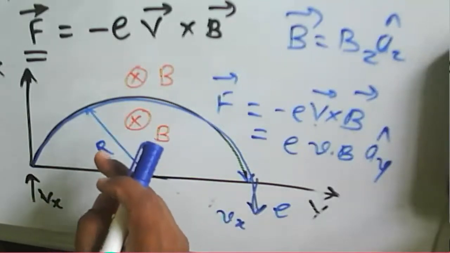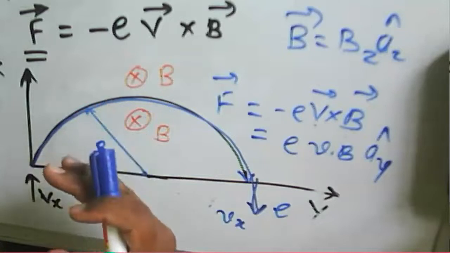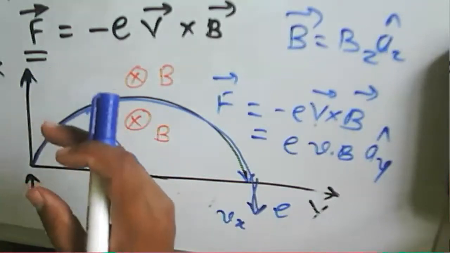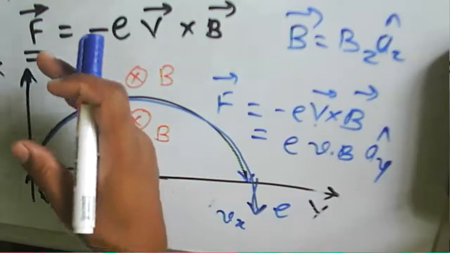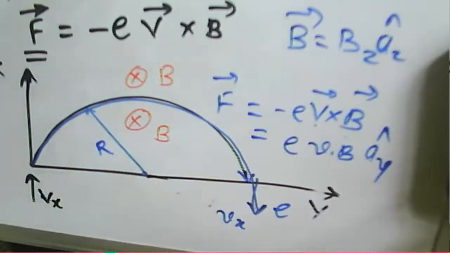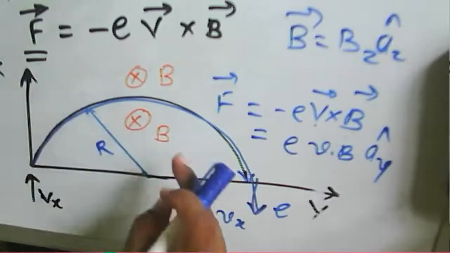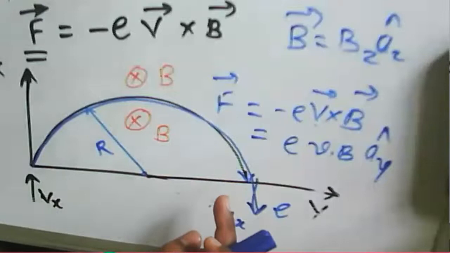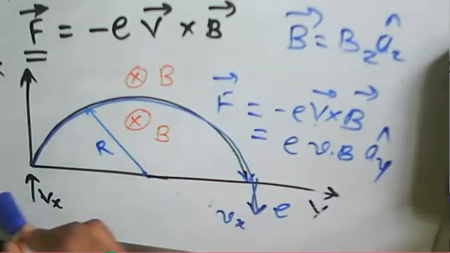So what happened here? The electron looks like it is pulled by this magnetic field. Electrons are pulled by this magnetic field, so that's why they experience a force, and that's why the electrons are moving in a circular path.